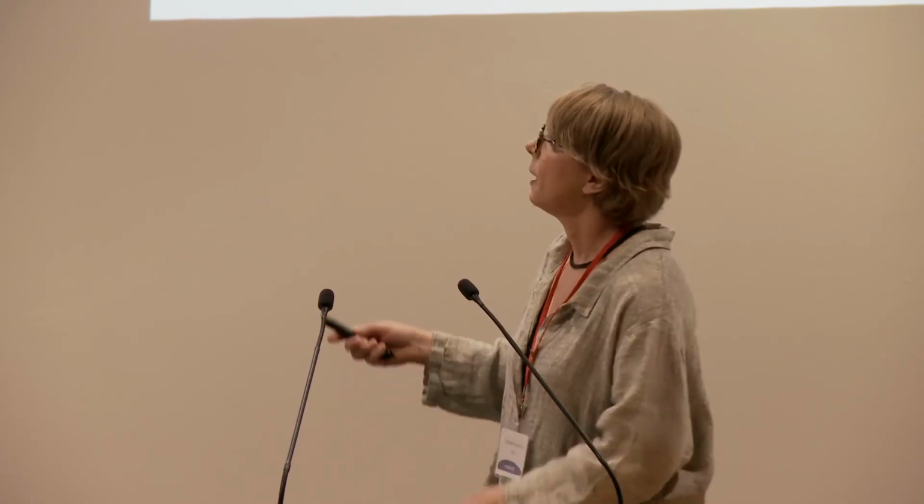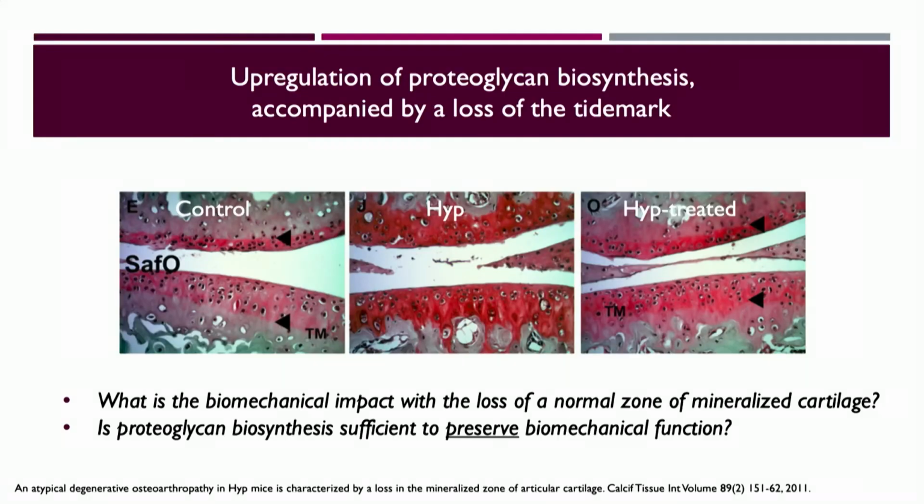proteoglycans. So you'll see in the cartilages, we've lost our tide mark, which is that zone between unmineralized cartilage and mineralized cartilage. So that's missing because there is no mineralized cartilage. It's one kind of hunk of unmineralized cartilage with a whole bunch of proteoglycans. And then when we treat the mice, we see a restoration of the structure. We see a downregulation of the proteoglycan biosynthesis. So it really was very responsive.